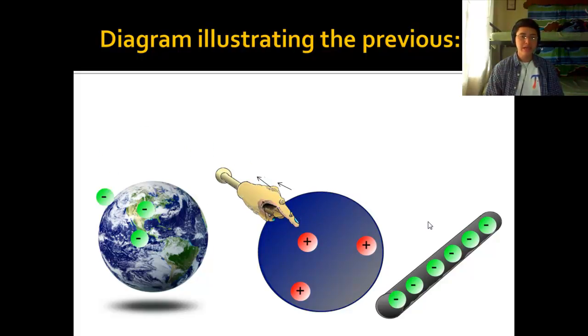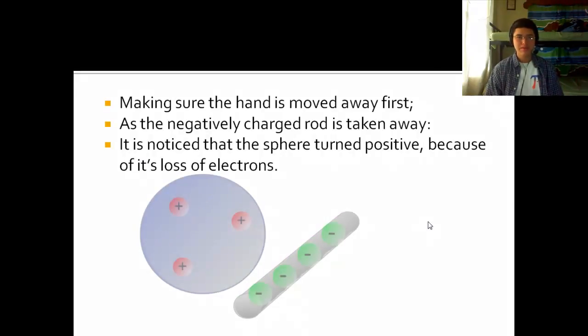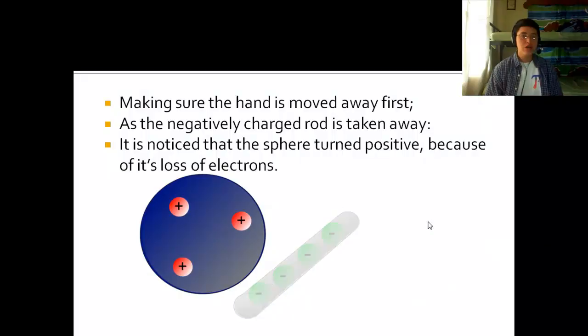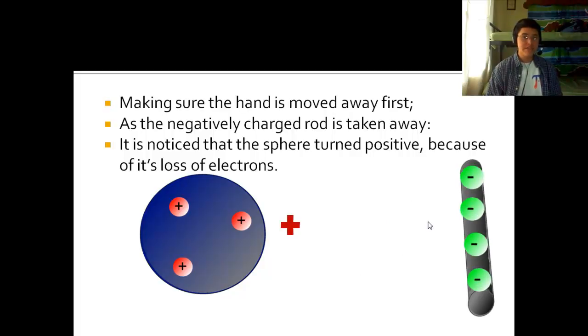which, being a reservoir, its change would be immeasurable, so that's negligible. Making sure the hand is first moved away, as the negatively charged rod is taken away, it is noticed that the sphere turns positive because of its loss of electrons.